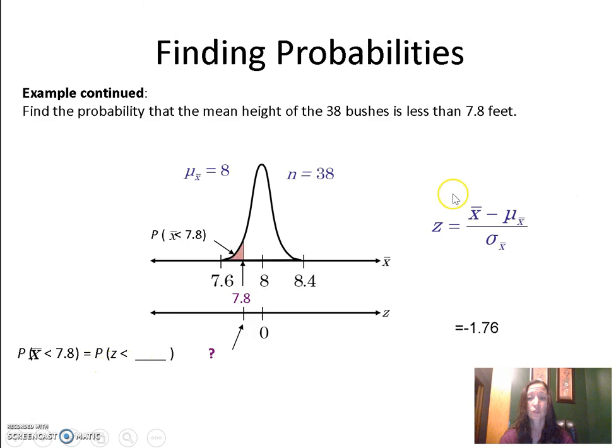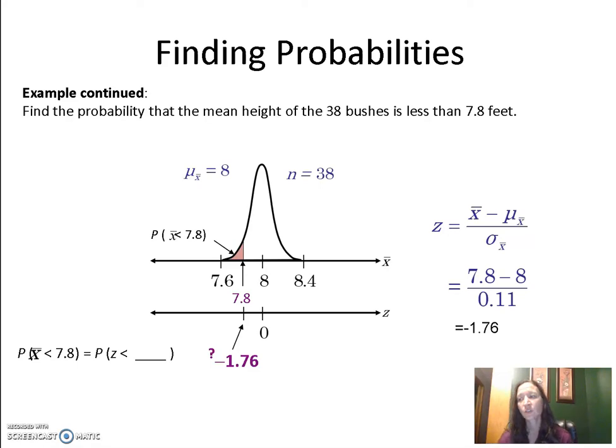So we are going to use our new and improved Z-score formula, which is 7.8 minus 8 divided by 0.1135549948. And when we do that, we get negative 1.7612611144. This is okay to round to negative 1.76 because that's the best our table will give us is Z to 2 decimals.